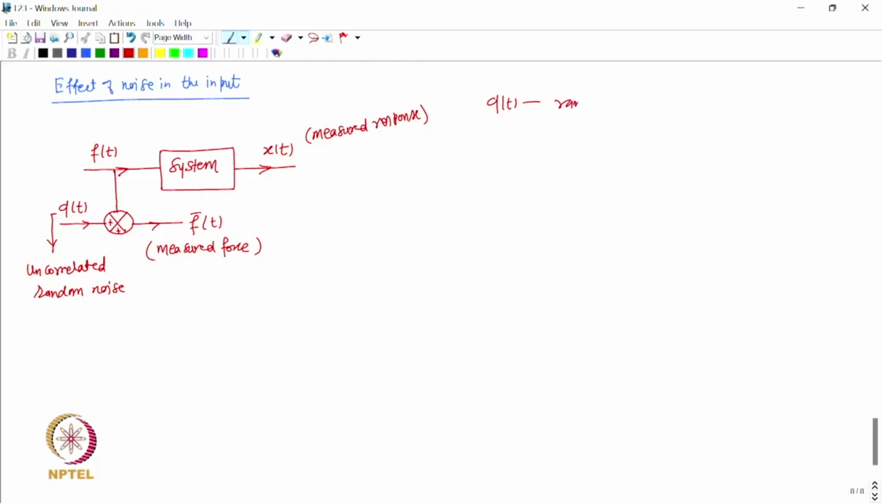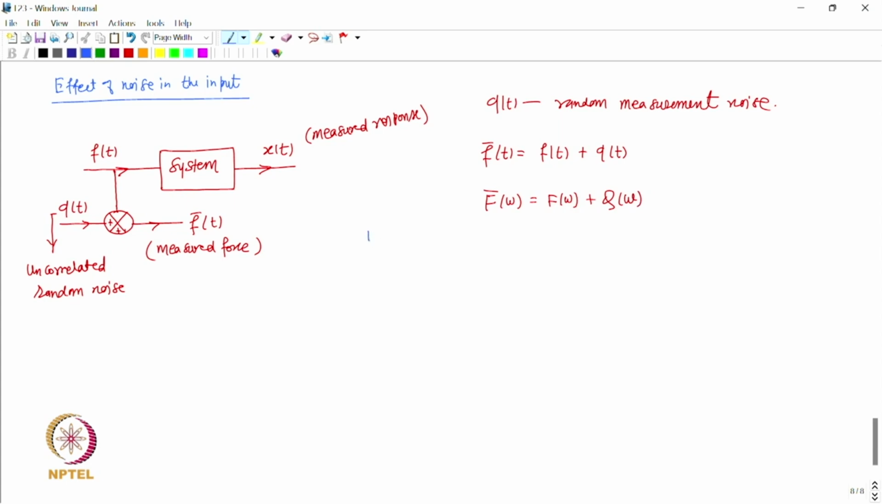So, random measurement noise. And we have therefore f bar of t is equal to f of t plus q of t. So, if we take Fourier transform of this equation, then we get f bar of omega is equal to f of omega plus q of omega. Let us now try to determine the effect of noise in the input on the H1 and H2.